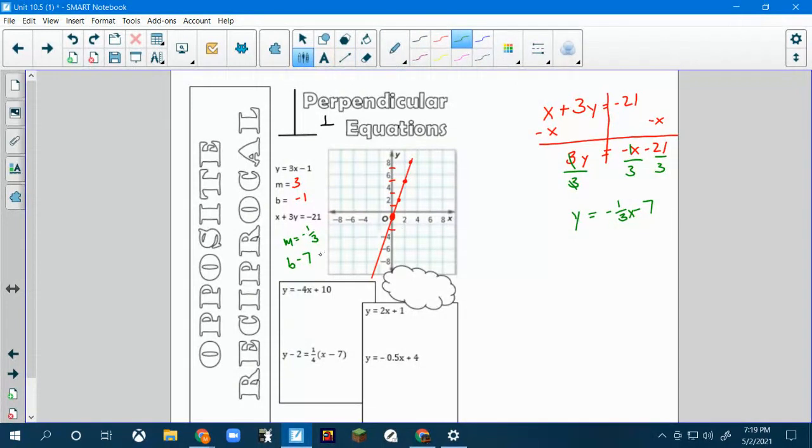Slope of -1/3. B equals -7. All the way down here, we're going to start here at -7. We're going to go down 1 to the right. 1, 2, 3. That's about all we can go. So we've got to go up 1 to the left, repeating that again and again: 1, 2, 3.